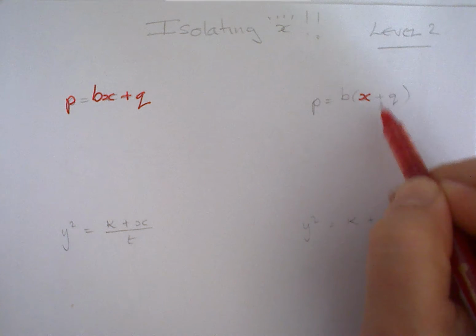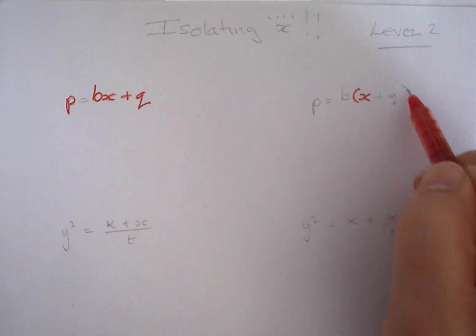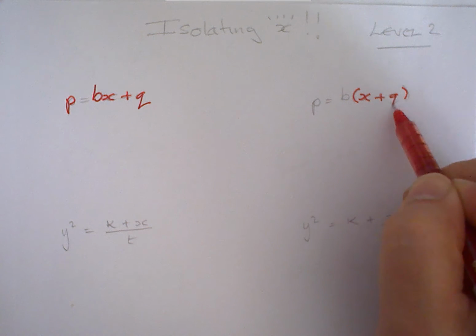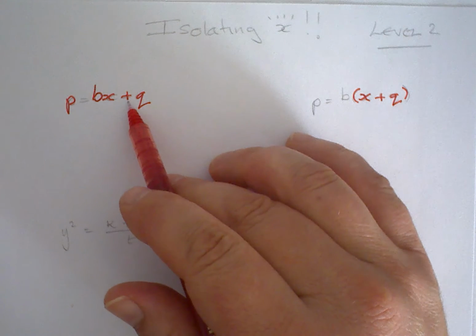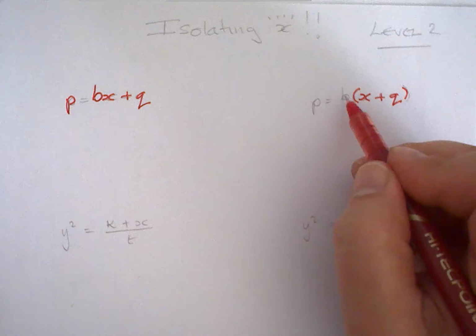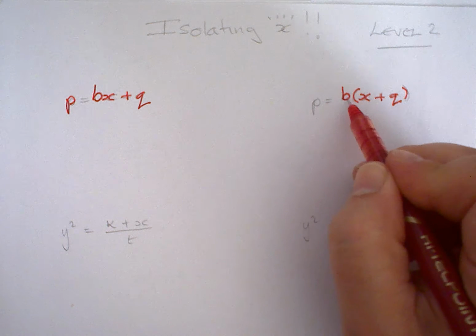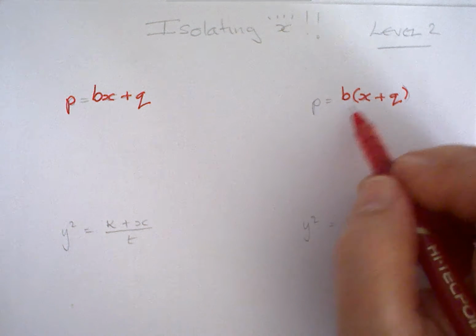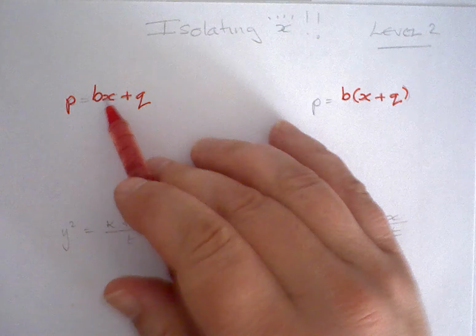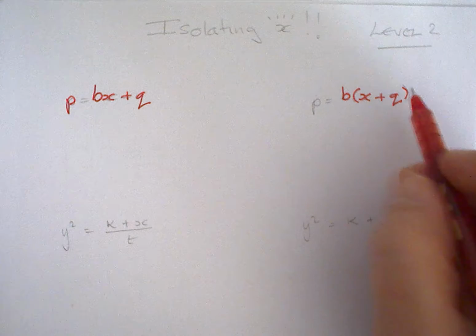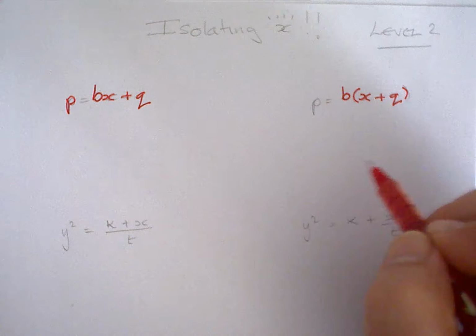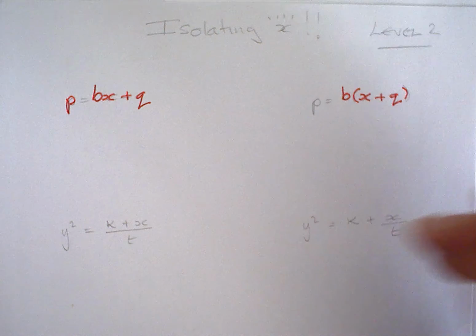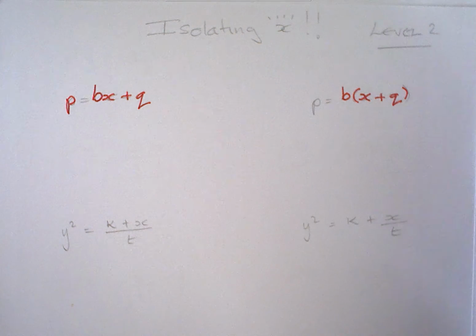Here's the x, and we've got some brackets here. We've got plus q, just like we have plus q over here. And we've got b, and there seems to be no symbol here, and so we deduce that must be multiply. So we've got multiply b here, and we've got multiply b here. So again, we are going to minus q, and we're going to divide by b. Reversing the operations, once you get used to it, isn't too tricky.